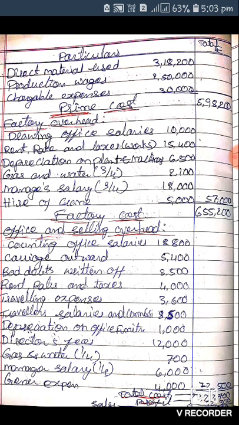So the total of office and selling overhead is 72,500. These are added to the factory cost to get the total cost, or cost of goods sold, that is 7,27,200. They made sales of rupees 7,80,000.